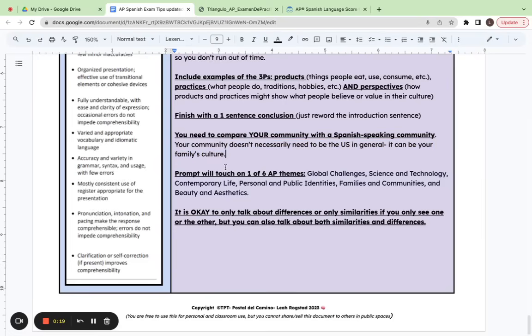It can be your state or a little more local than all of the U.S. And remember that the prompt will touch on 1 out of 6 AP themes, and this will be listed at the top of the prompt. So this can help contextualize your ideas before you read the prompt. And last but not least, it is okay to only talk about differences or only similarities, but if you see both, use both. Good luck.